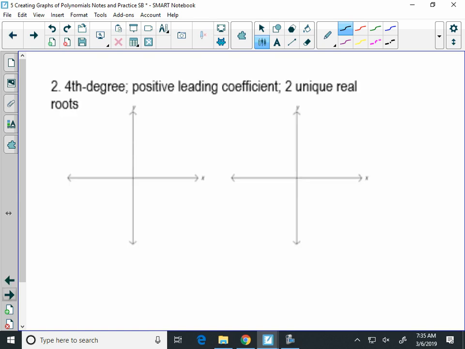Next, we have a fourth degree polynomial, positive leading coefficient, and two unique real roots, so two unique x-intercepts. Fourth degree means that you have an even degree, so the arrows are going to point in the same direction, and because it's a positive leading coefficient, you're going to have two arrows that are pointing up. So your arrows on either side are going to start and end pointing up. Fourth degree means that you can have a max of 3 turning points. Okay, so we need a maximum of 3 turning points, both arrows pointing up, and two unique x-intercepts.